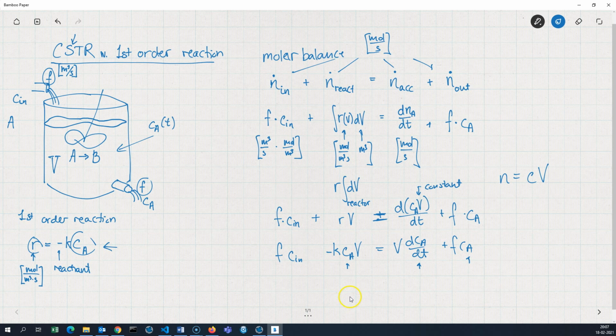Let's put it into standard form. I'm going to do that by collecting the terms of CA. So I'm going to take this over here, V dCA/dt, and then I'm going to move this to the right hand side, which is the same side as this term here. So we're going to get F plus KV CA is equal to F CN. And in order to bring it to standard form, I'm just going to divide by V everywhere in all terms. So we're going to end up with a differential equation looking like this.